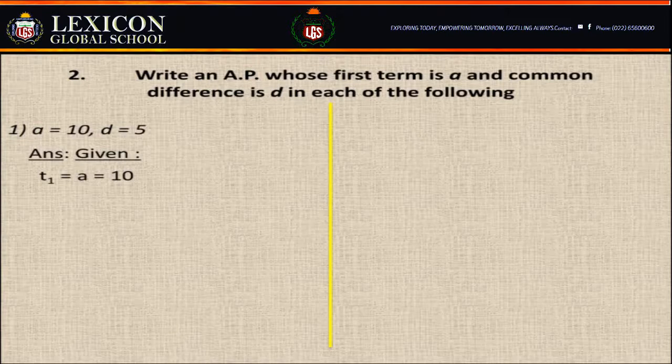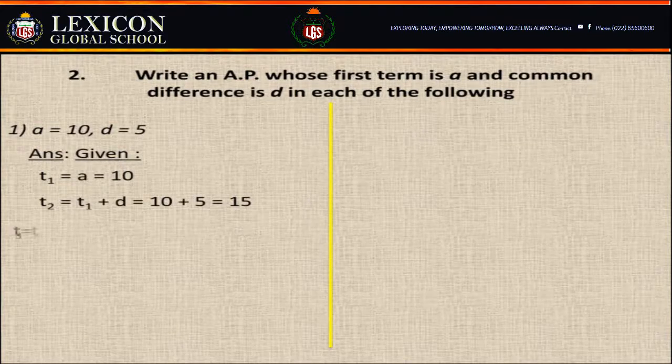So how are you going to find the second term? You're going to add D to the first term. That means how are you going to get T2? You're going to add T1 plus D. That means 10 plus 5 will give you 15.